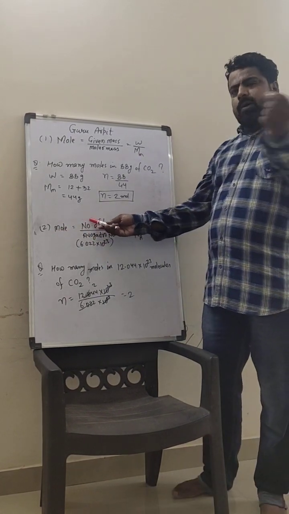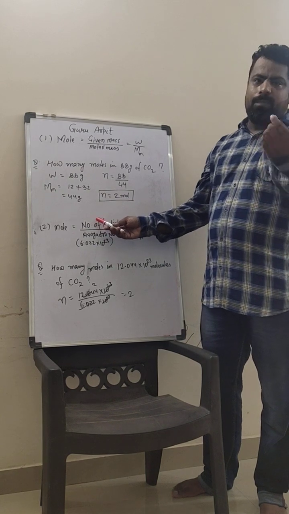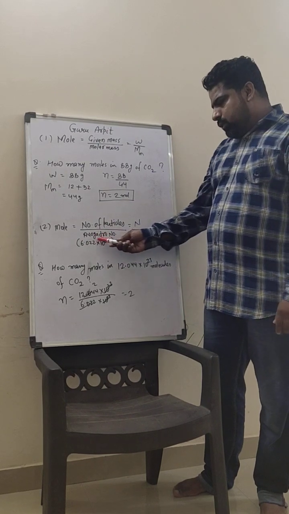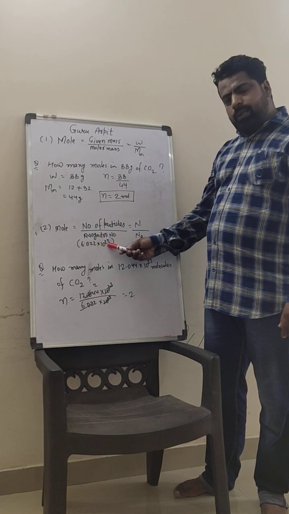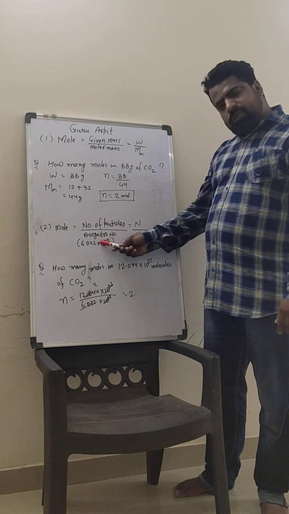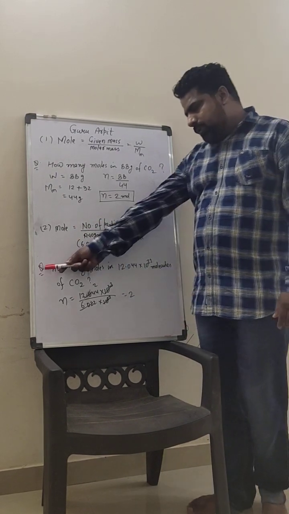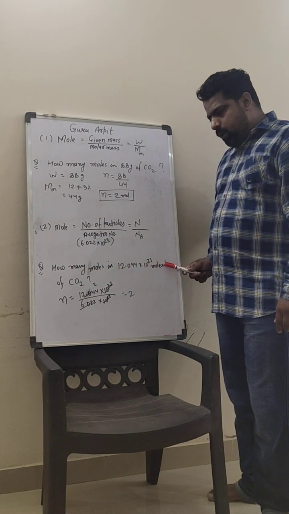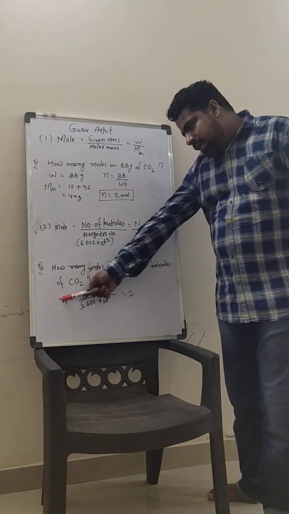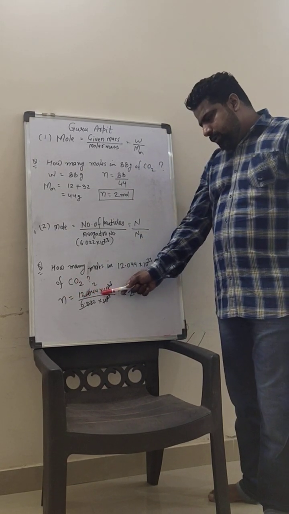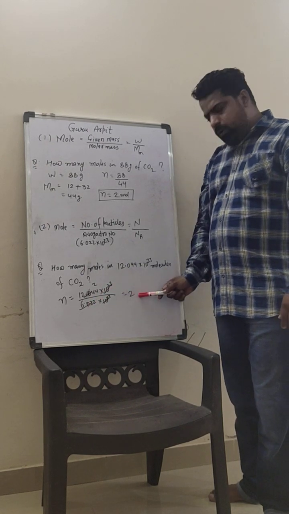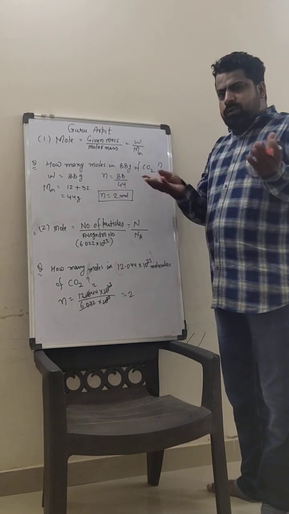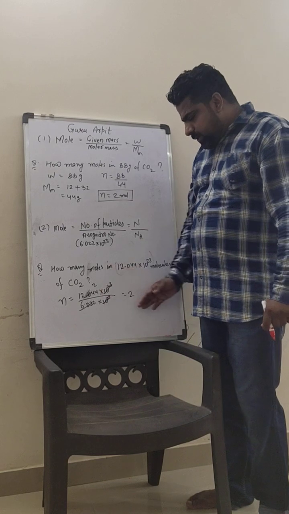The next formula is when you are given particles. Suppose you are given any number of particles, how will you decide? By the base factor. The base factor in terms of particles is the Avogadro number, which is 6.022 into 10 to the power 23. By dividing the number of particles by this number, you will get your moles. Let us take one question. How many moles in 12.044 into 10 to the power 23 molecules of CO2? N is equal to 12.044 into 10 to the power 23. Dividing by the Avogadro number, you will get 2. Suppose you have this number of particles and you need to find the number of moles, you divide by this number and you get your moles.